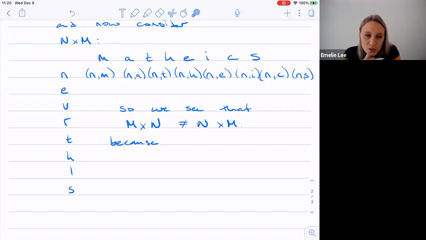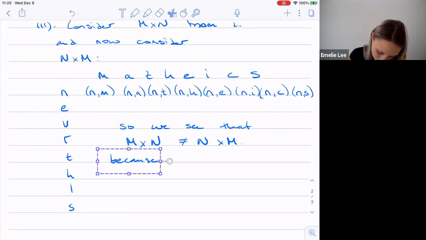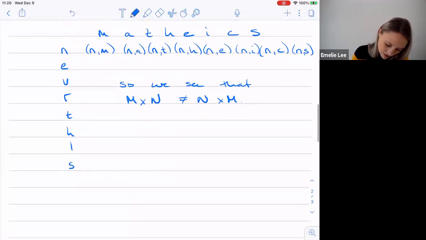Zach asks, I was curious what sort of work you would want shown for 3. So you could do a specific case, right? In N by M, you have a point NM, which doesn't exist in M by N. So you could say something like that. So here, I'm going to ditch this because I kind of talked myself into a hole.